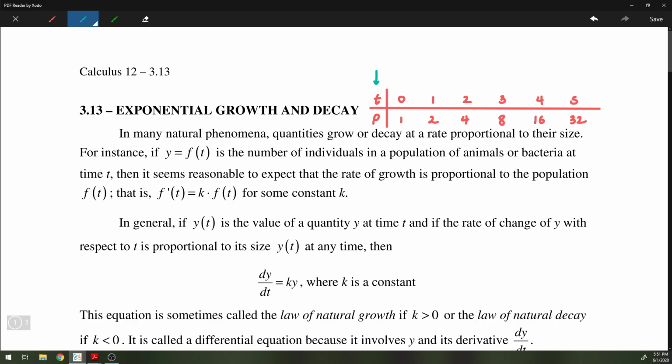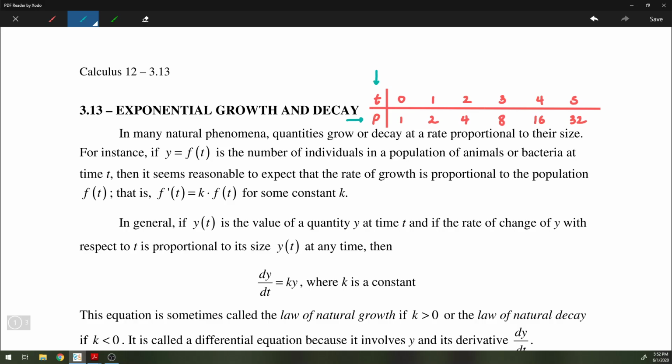And initially the population was 1. And as you can see, at every time interval, the population doubles. So 1, 2, 4, 8, 16, and 32. And you can see that it's doubling, which means that the growth is actually related to the size of the current population. So if the population was 1, it doubles to 2. 2 times 2 is 4.